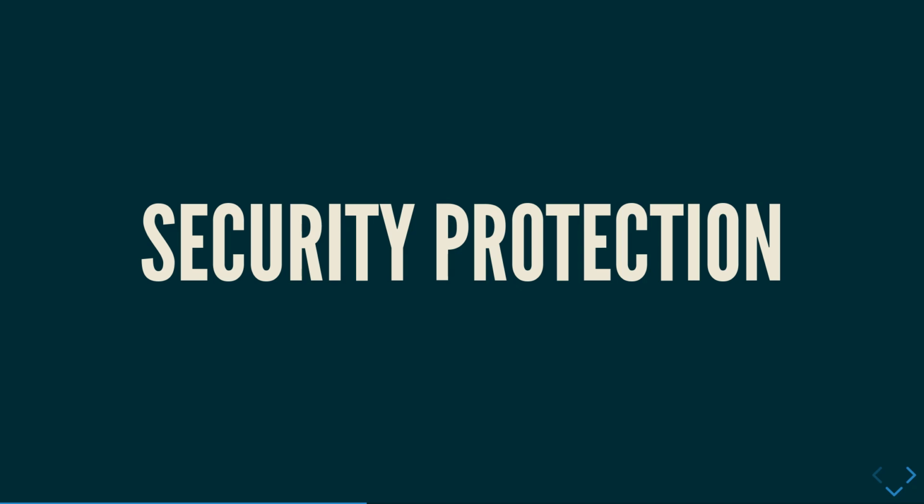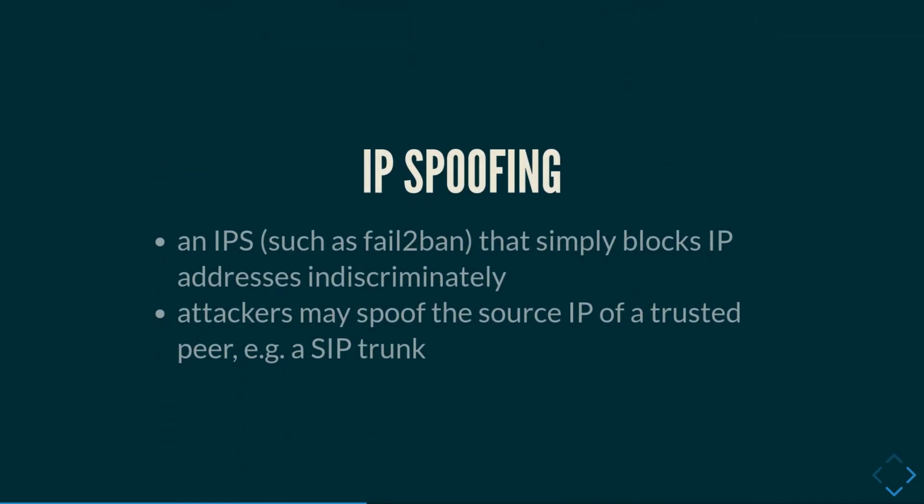First, we get to talk about IP spoofing. An IPS like fail2ban, when configured to block any IP that is seen to be attacking the RTC system, can be a problem. The reason for this is that, especially with UDP, the source IP of the attack can be spoofed. The attacker may spoof the IP of a trusted peer, such as a SIP trunk.